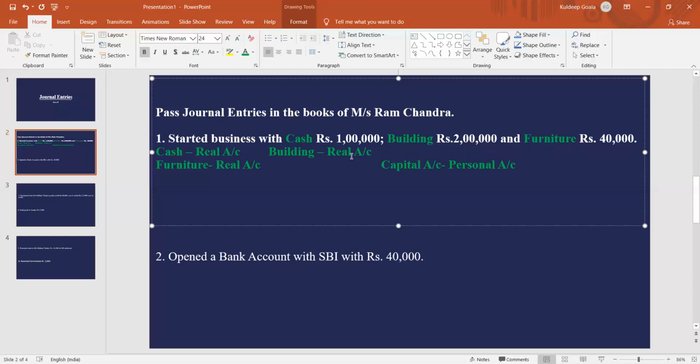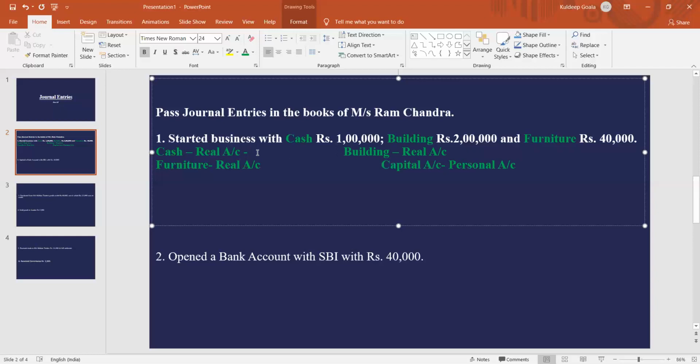So what is the rule for real account? Debit what comes in. Whatever comes into the business will be debit, whatever goes out of the business will be credit. Okay, so we can see that Ram has started business. That means he is bringing in cash. He is bringing cash into the business.